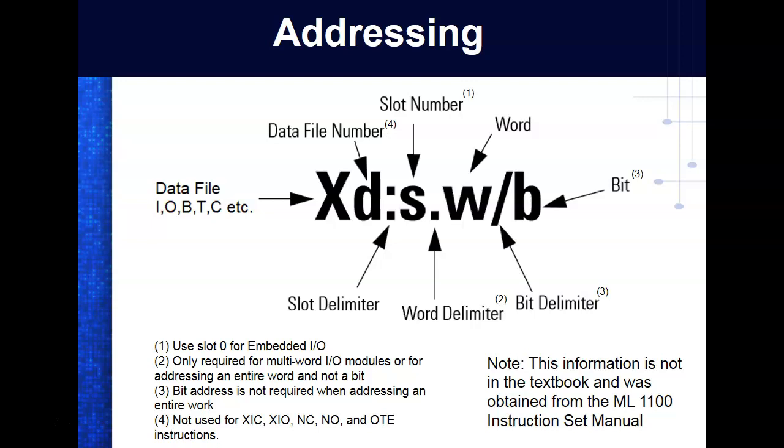The only time the number is not required is when you deal with true inputs and true outputs. Slot number is required. What slot are we using right now? 0. If you have multiple words, or if you're going to identify a whole word, you put a dot, then you put the word address. If you're not identifying a word, then you just look that up.